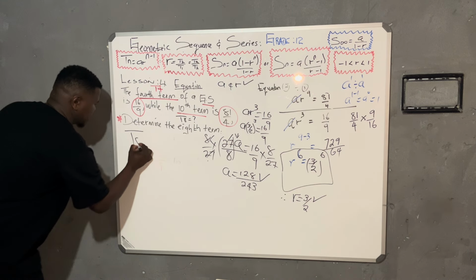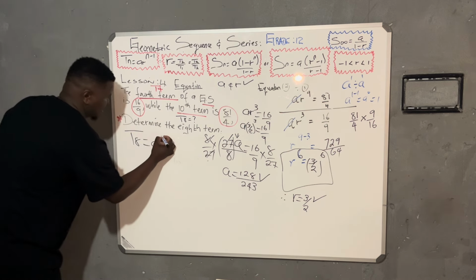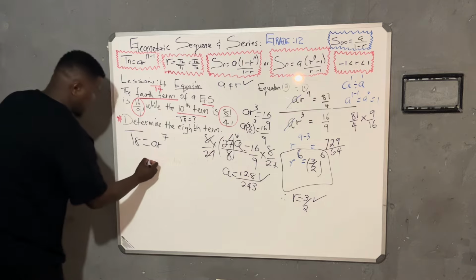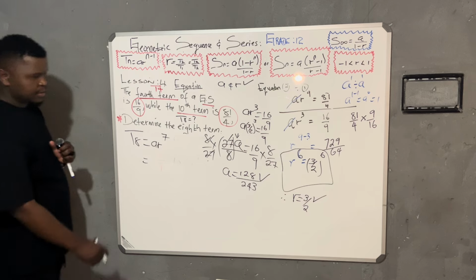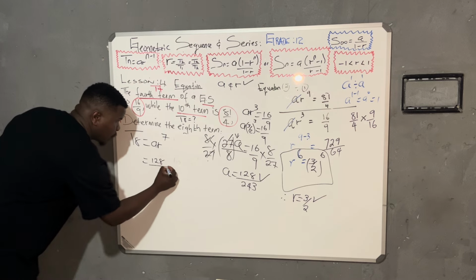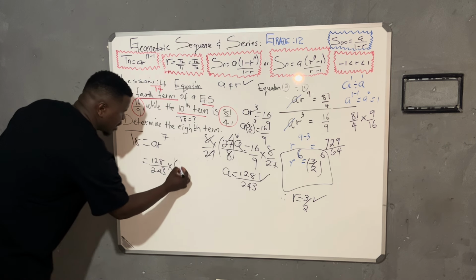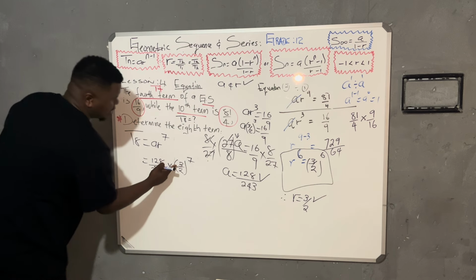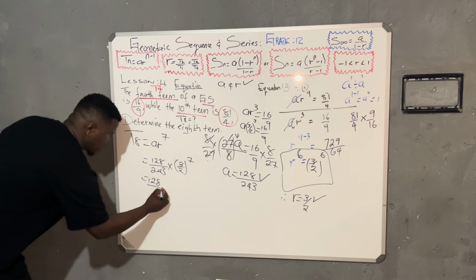They wanted T8. According to the formula, it's something like this. If it's 8 minus 1, it's going to be 7. Now, what I like is that I know my A, I know my R. So what is my A? 128 over 243 multiplied by your R. Your R is going to be 3 over 2. Separately, everything is going to be to the power 7. So that means now, let me simplify.